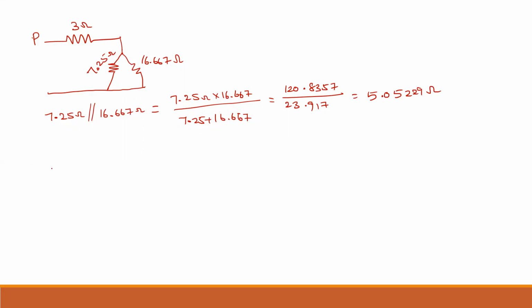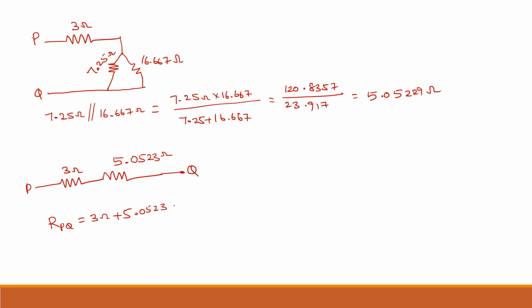Now this is the Q point. If I start from P, I will have 3 ohms and the parallel combination, which we got as 5.0523 ohm. This is the Q point. Now these two are connected in series. So R PQ, between P and Q, is 3 ohm plus 5.0523, you will get 8.0523 ohms. So this is your final equivalent resistance between P and Q.